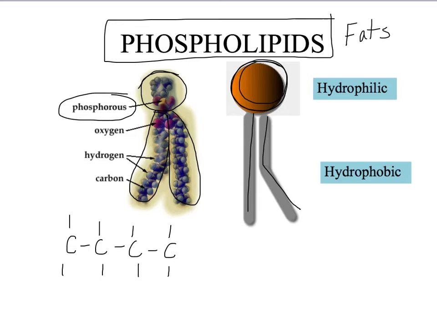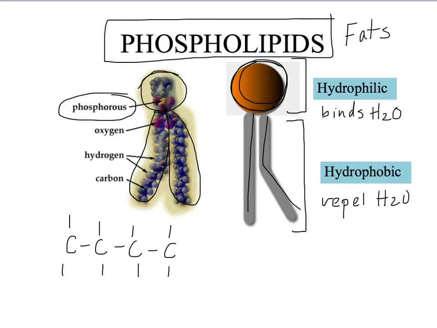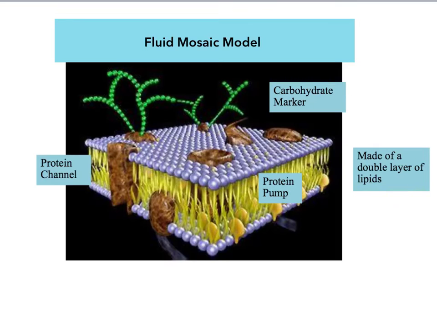Well, it just so happens that that phosphorus at the top of the phospholipid up here is hydrophilic. Remember, that's water loving. So it can bind to water. Whereas the fatty acid chains, the carbon and the hydrogens, are hydrophobic. So they repel water. So if the cell membrane is made out of these phospholipids, there's a portion of the cell membrane that binds water, and there's a portion of the cell membrane that repels water, and that's going to be really important later when we discuss the function of the cell membrane as a whole.